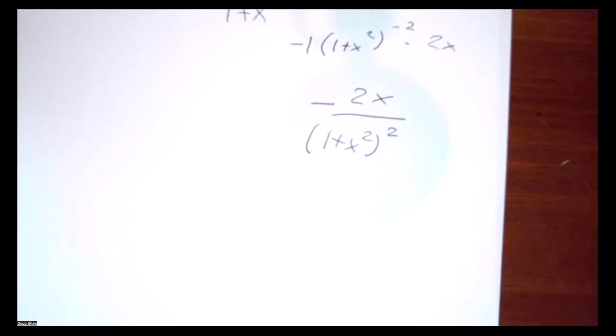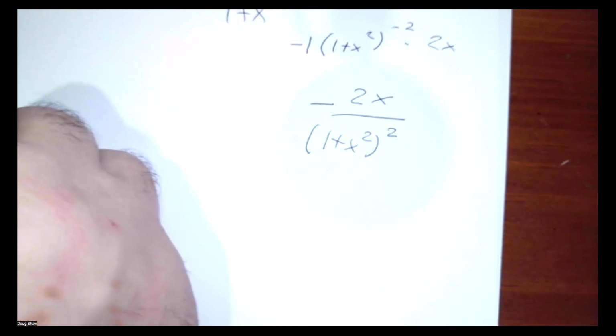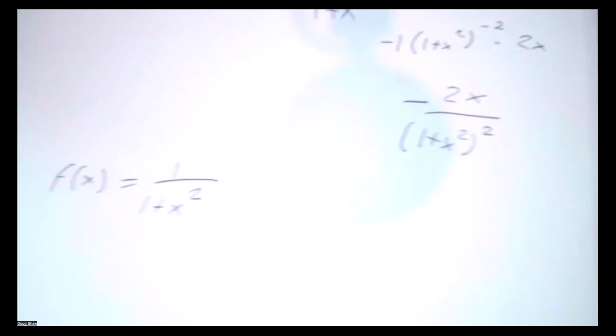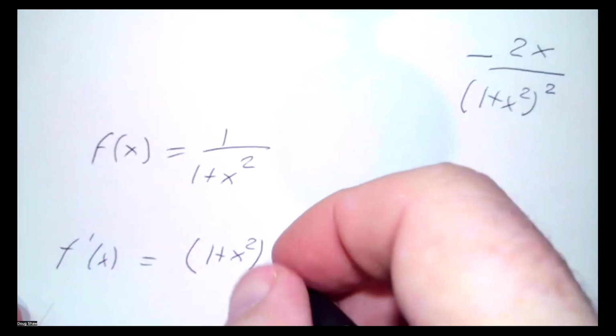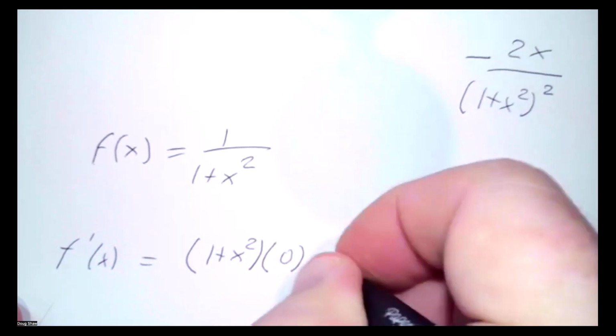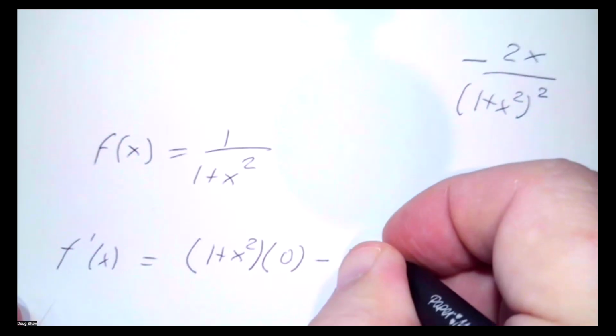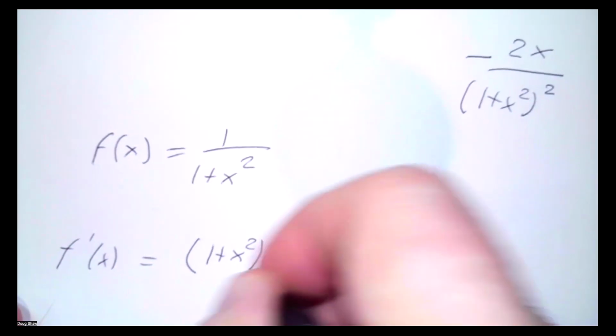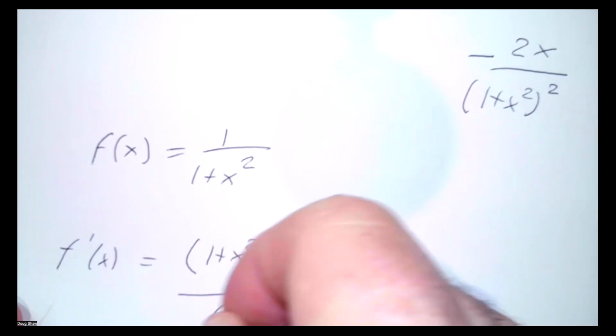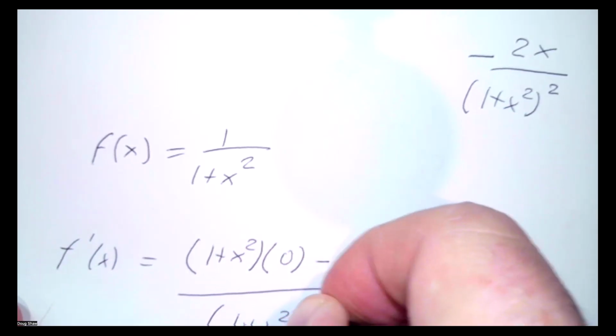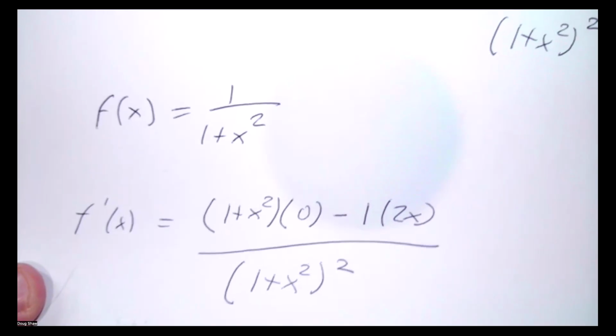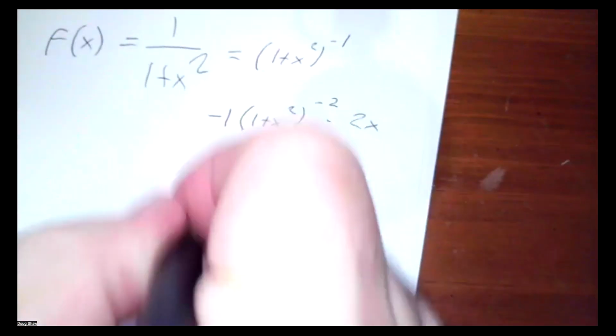What if you didn't think of that? Well, you could also use the quotient rule. So I'll take the derivative now using the quotient rule. It's the denominator times the derivative of the numerator, 0, minus the numerator times the derivative of the denominator over the denominator squared. So either way you get the derivative is that thing.